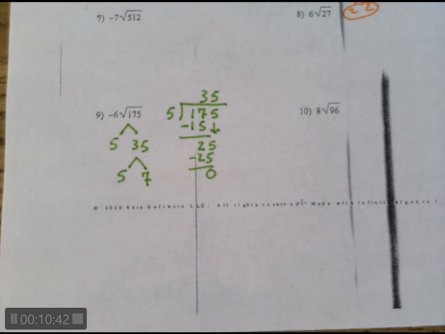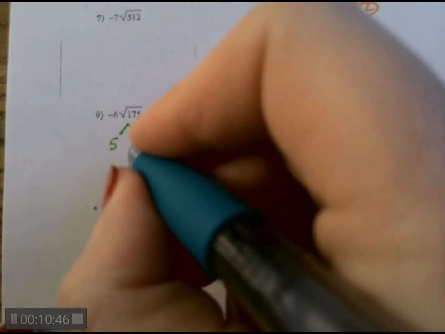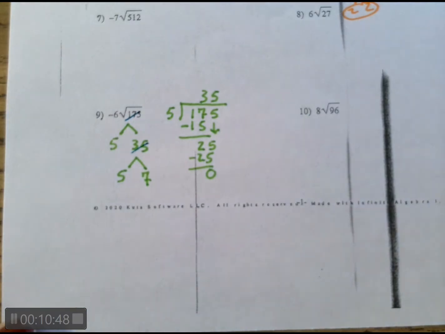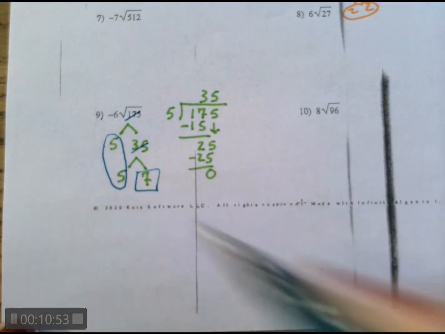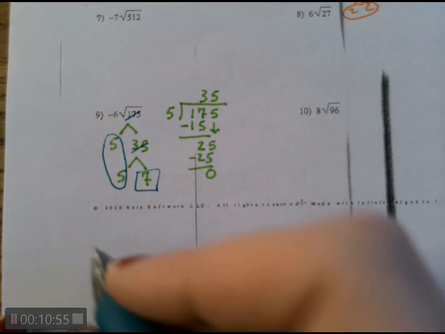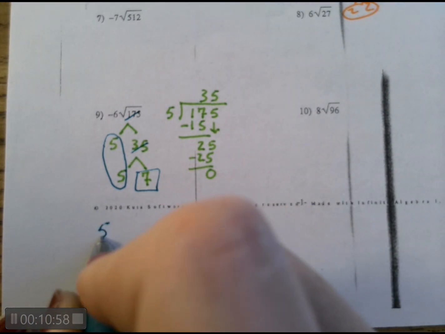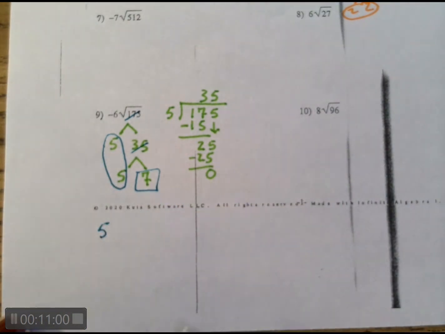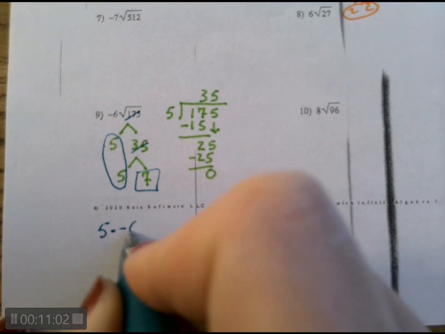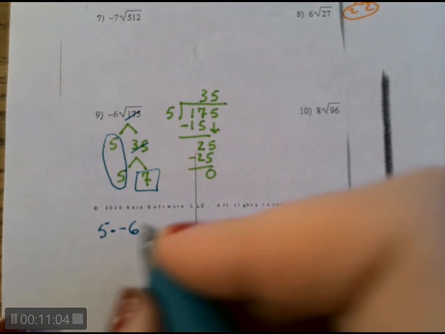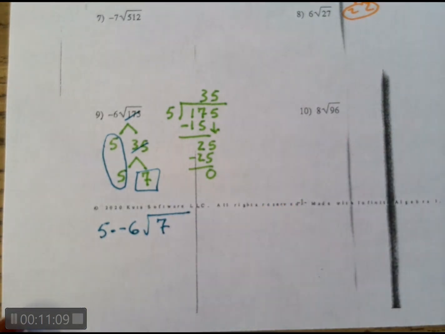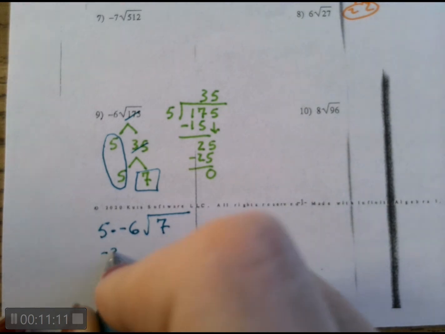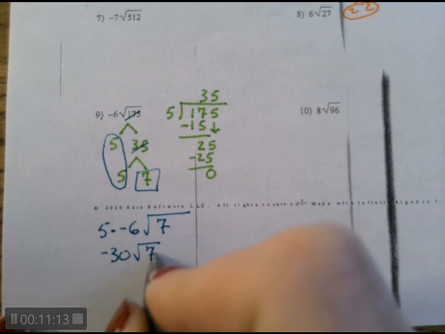So now we get to cross out and do all of our fun stuff. So we used 35, we used 175. I have a pair of 5s and a leftover 7. So put one number from your pair on the outside, multiply it by whatever's there, make your box, and 7 goes inside the box. 5 times negative 6 gives us negative 30 square root 7.